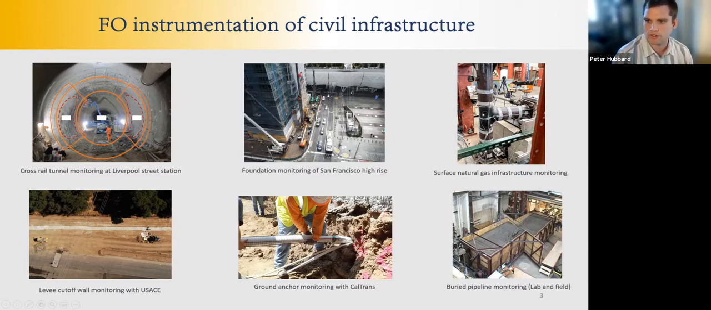I can't tell you which one that is, but you can probably figure that out yourself. We also do some monitoring of natural gas infrastructure for the California Energy Commission. Here's a test specimen of a natural gas pipeline T-joint that's undergoing a lab test. We work with the US Army Corps of Engineers extensively as well. I was actually in a separate meeting yesterday with Meg. This is a levee in Sacramento where we're monitoring the levee cutoff wall using distributed strain sensing and some distributed acoustic sensing as well. We also look at things like retaining walls and ground anchors. You can see there's a lot of dirt here. There's a lot of soil. Our background tends to be in soil mechanics.